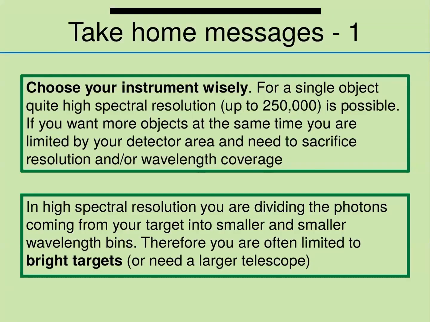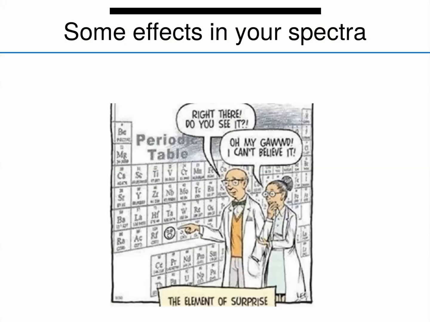So the take-home messages about this part. You have to choose your instrument wisely. As I said, for a single object, you can get high spectral resolution up to 250,000. But if you want more objects at the same time, you are running out of detector area. So you have to sacrifice resolution or wavelength coverage. And because you are dividing the photons into small bins, you are limited to bright targets or need large telescopes. So then some effects you see in the spectra.